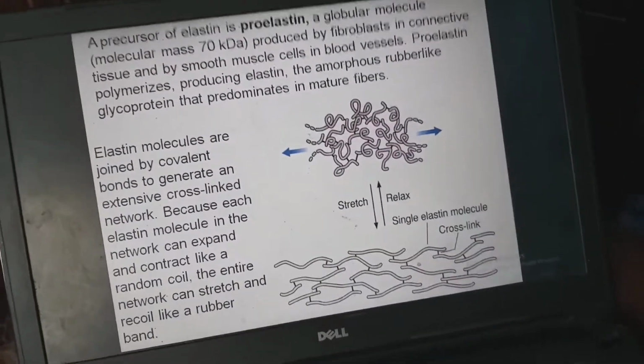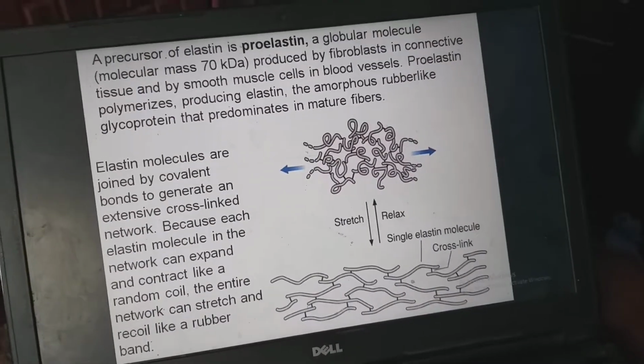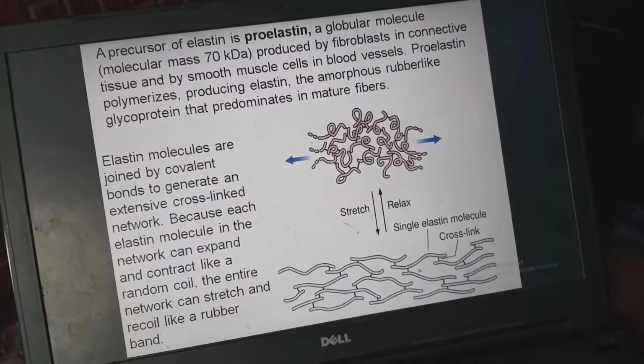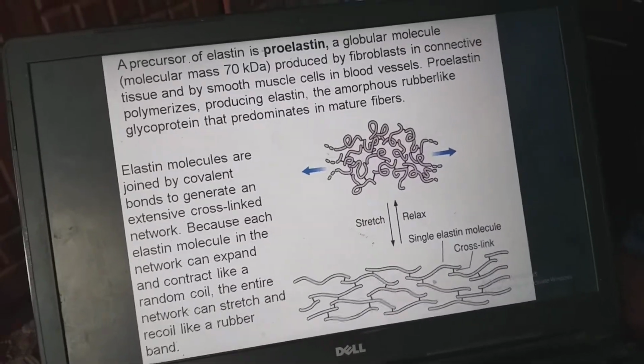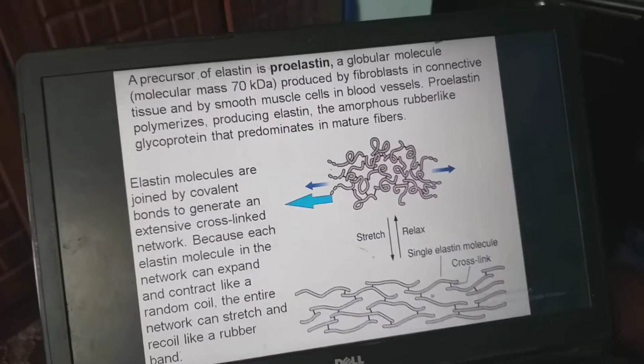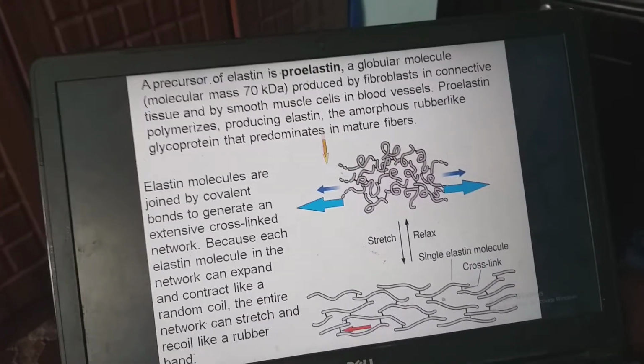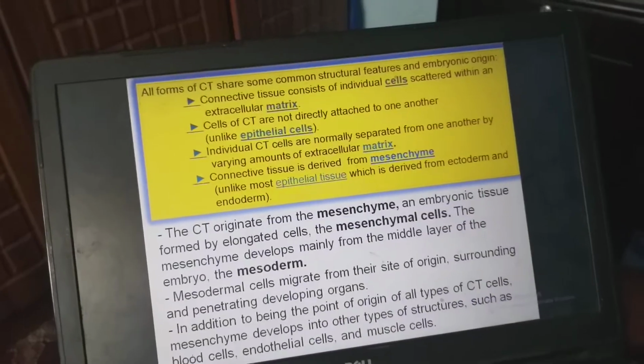Good. So their main function, as we have said, is stretching. Observe stretching and relaxing. When it is stretched, what does it look like? When it is relaxed, what does it look like? Look at the direction when you stretch them, they look like this. So they increase the diameter.